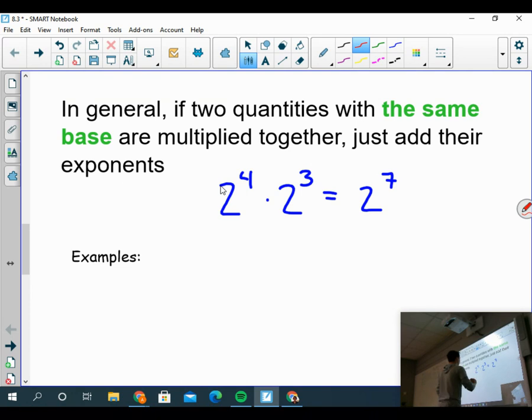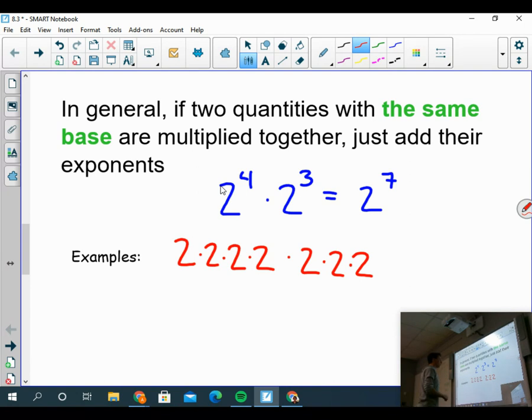Well, it's actually pretty simple. One of the concepts we've always talked about with exponents is when in doubt, write them out. Write out what the exponent means. So let's look at what's happening here. 2 to the fourth power can be written out as 2 times 2 times 2 times 2. Okay, you have 4 2's multiplied together. 2 to the third can be written out as 2 times 2 times 2. Okay, 3 2's multiplied together.